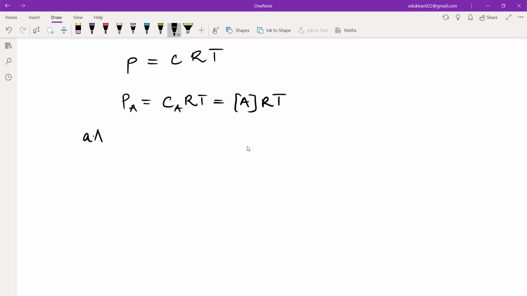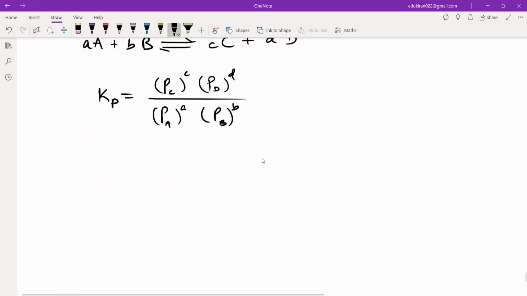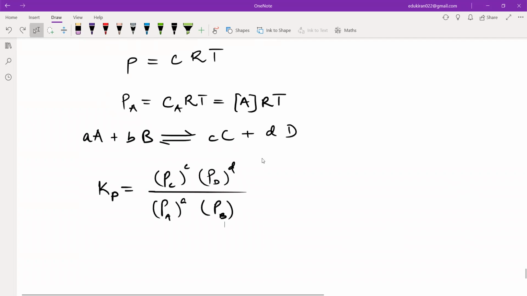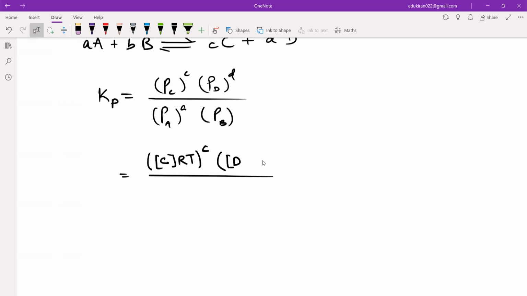All of these things I am writing for the reaction aA plus bB is in equilibrium with cC plus dD. For this, I will write KP. It is equal to the pressure of C to the power c, the pressure of D to the power d, divided by the pressure of A to the power a and the pressure of B to the power b. Now I can write all of these terms as: the pressure of C is equal to the concentration of C times RT to the power c, and for D, the concentration of D times RT to the power d. Yes or no? Agreed, all of you?